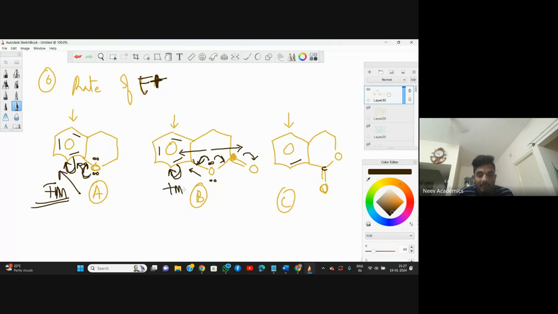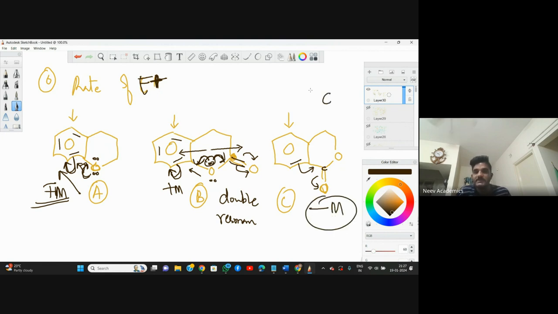This is also plus M. The oxygen will also release electrons towards this C double bond. This lone pair is also in resonance with the C double bond, so it's actually called double resonance. There is no need to check the C molecule, because it takes electron density away from the benzene ring. Because of the conjugation and unsaturation, it is minus M. So the rate will be less on C for sure, and electrophile attack will be less preferred.